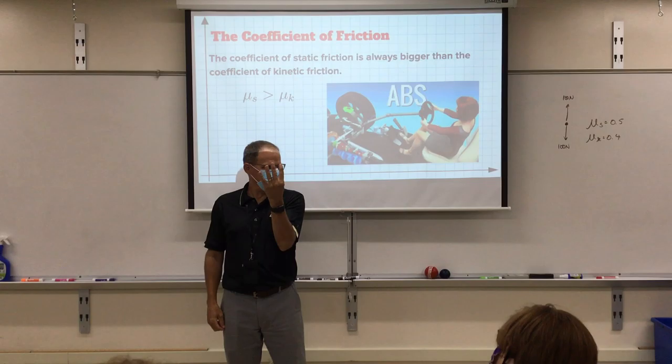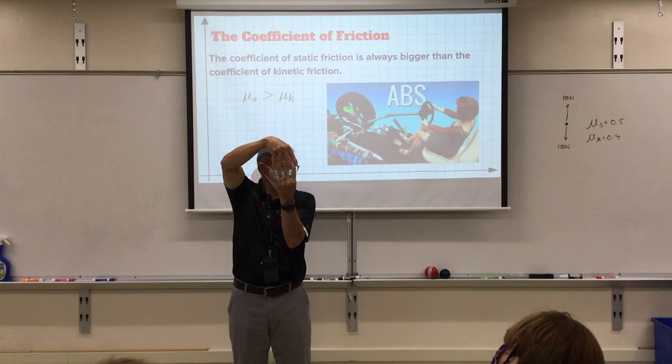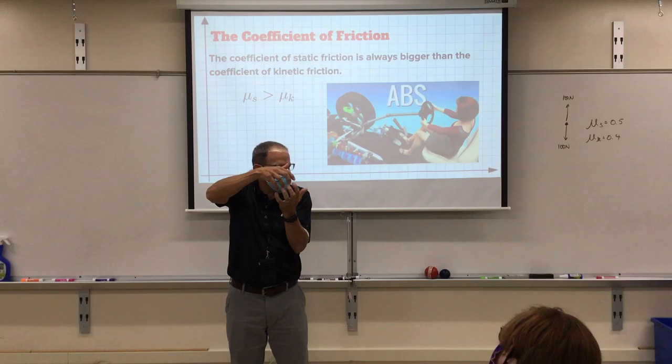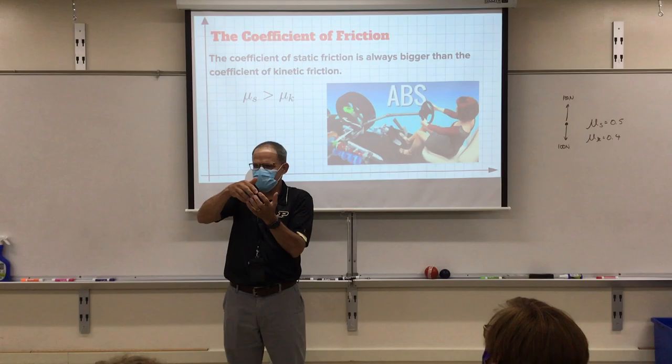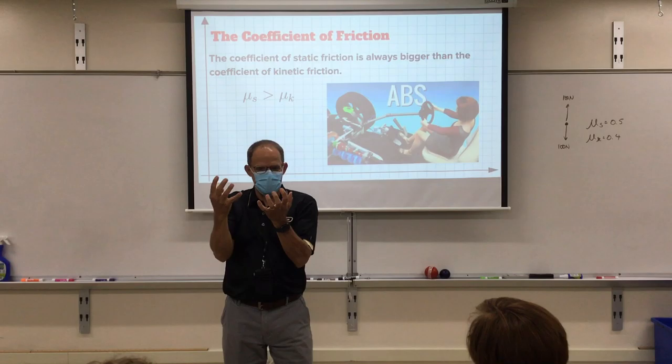So here's what happens. When your car is going down the road and your tires are turning, rotating, you're using static friction because here's the road and here's the tire. It goes like that. The imperfections in the tire were settling into the imperfections of the road and giving you static friction. As long as your wheel is turning, there's no relative motion between the ground and your tire. Does that make sense?